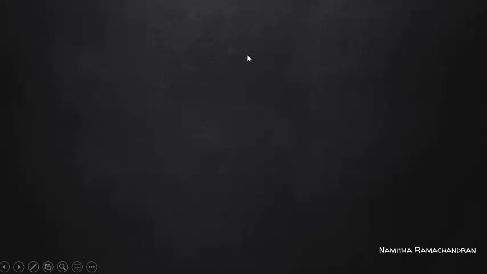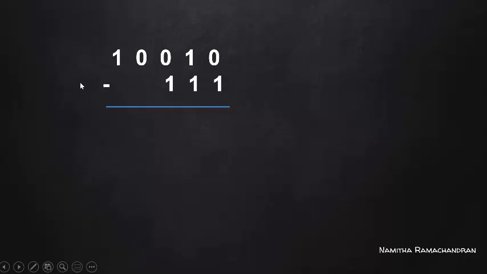Okay. Consider one more example. So here is the number 10010 minus 111. So here, while subtracting 1 from this 0, we need to borrow from neighbor. Borrow value from this location to this. So here it becomes 1 minus 1, 0. And here it becomes 10. 10 means 2 in decimal. Okay. So 2 minus 1 is 1 here.